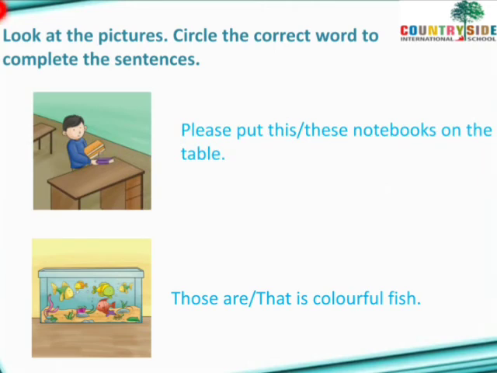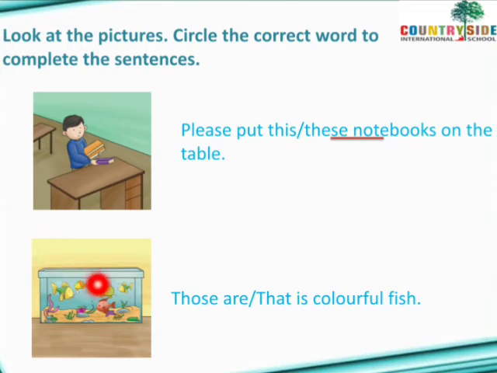Look at the pictures. Circle the correct word to complete the sentence. So first of all, look at this picture. The boy is keeping his books. Please put these notebooks on the table. So how many books are there? One or many? More than one. So what will come? This or these? Second option, these. So you have to circle that word or underline. So I am doing underline here. So underline the word these.